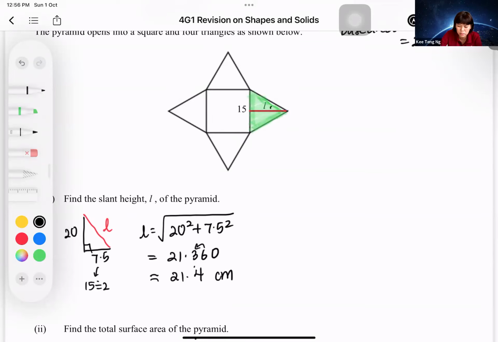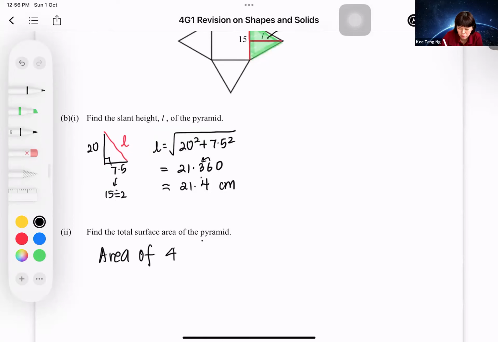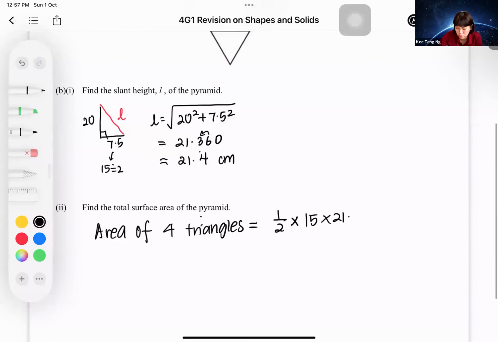And this height over here is 21.360. And my base for my triangle, this one is the base of my triangle, 15. So area of one triangle is half times base times height. So for the area of 4 triangles, I got 4 triangles, right? That will be half times base, which is 15, times the height, 21.360. And there are 4 triangles, so multiply by 4.